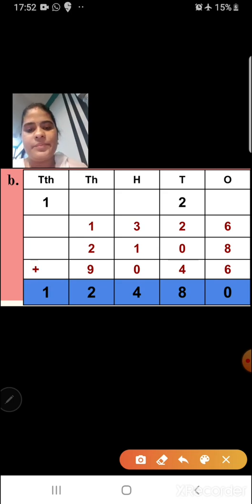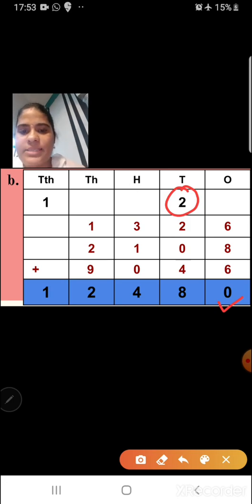In ones place we have 6 plus 8 plus 6, which is equal to 20. 2 will be carried over in the tens place and 0 will write in ones place. Children, in tens place we have 2 plus 2 plus 0 plus 4, which is equal to 8. It is a single digit number, so there is no carryover in the hundreds place. We'll write number 8 directly in tens place.